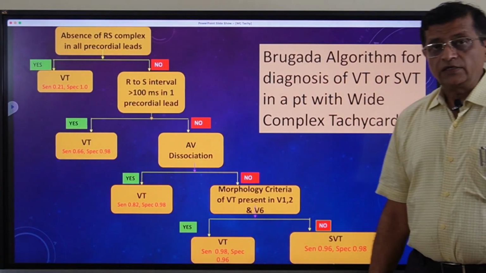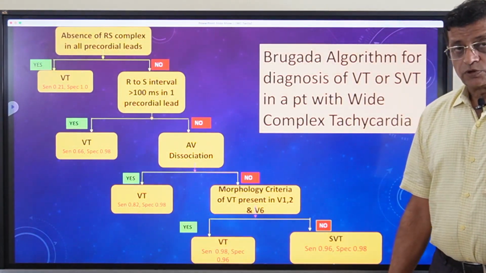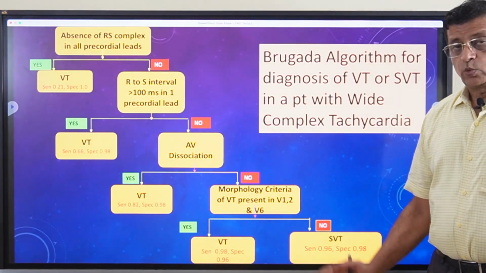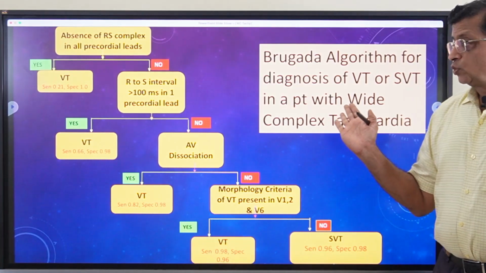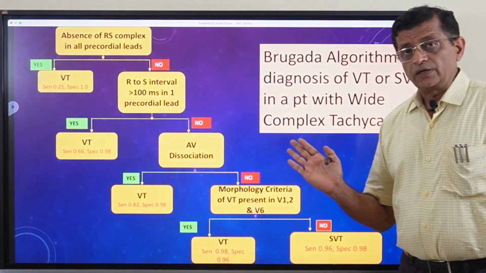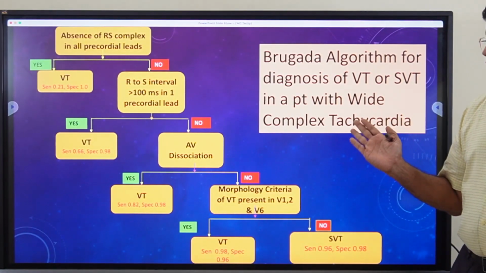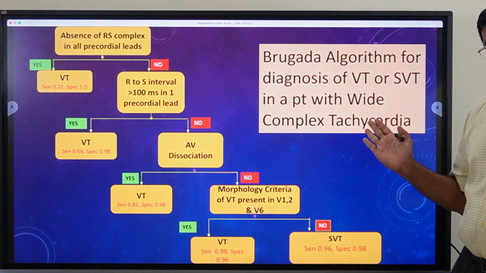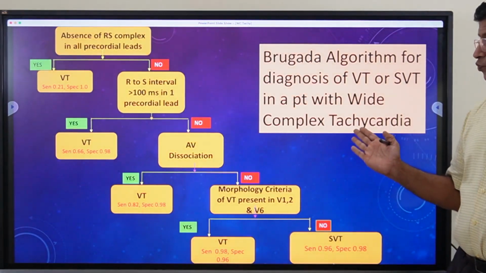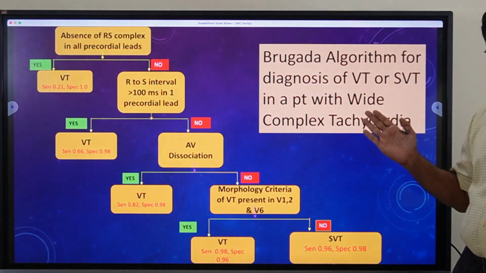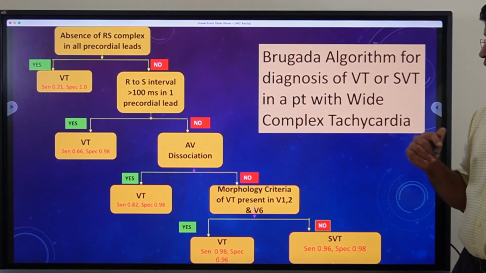Now having said that, there are a few algorithms. The most widely accepted one is the Brugada algorithm. No algorithm is perfect, but it has a high sensitivity and specificity to diagnose VT. There are 4 steps in this algorithm. We will walk through this algorithm. First we'll have a cursory look and then go into detail.